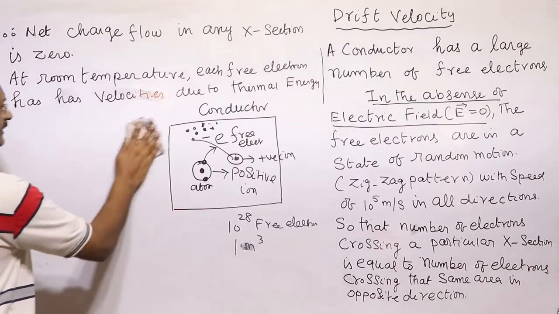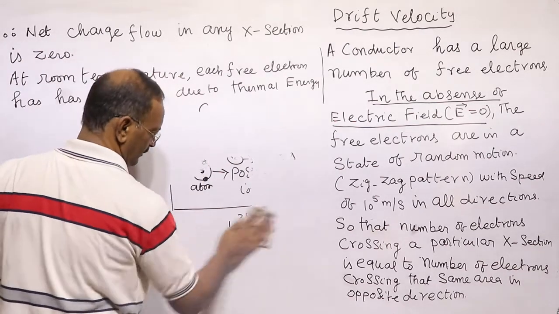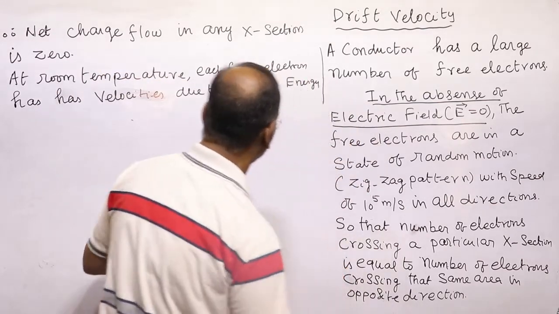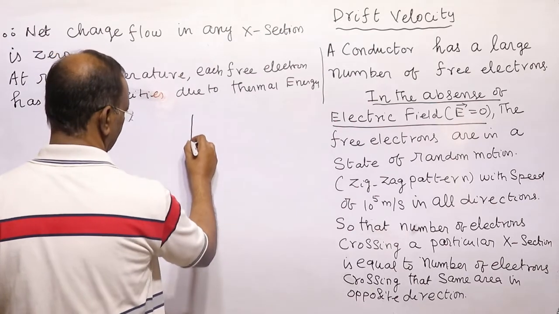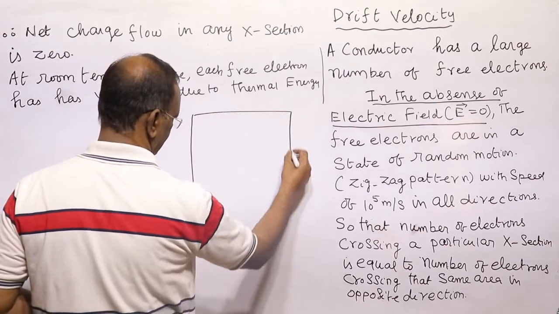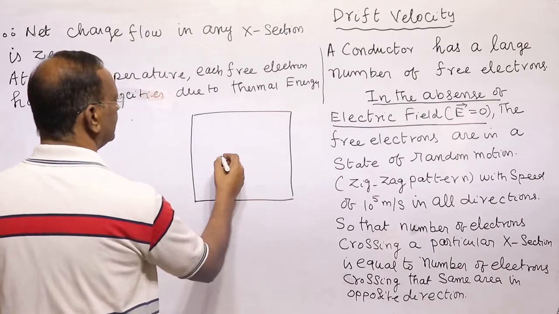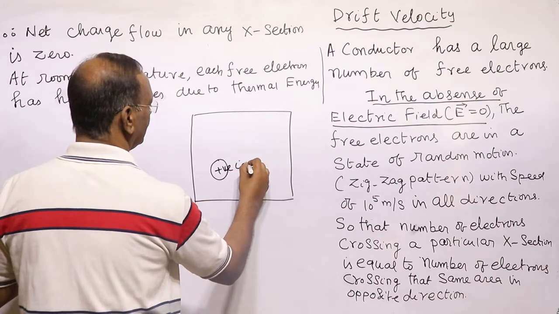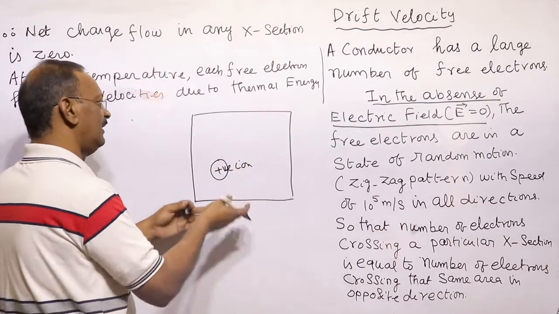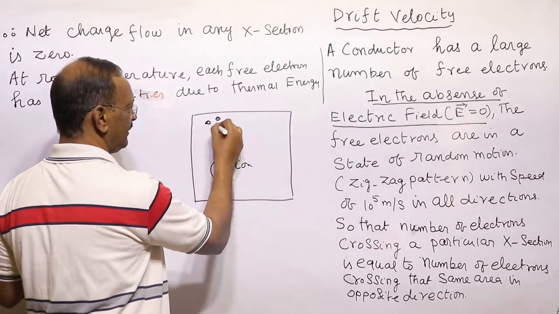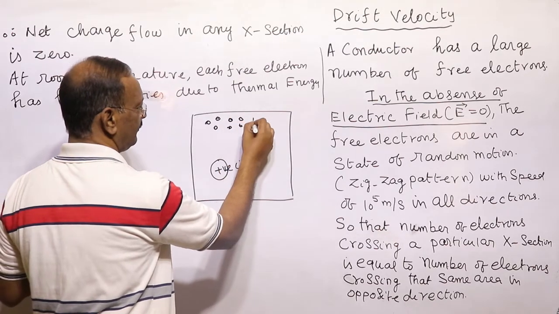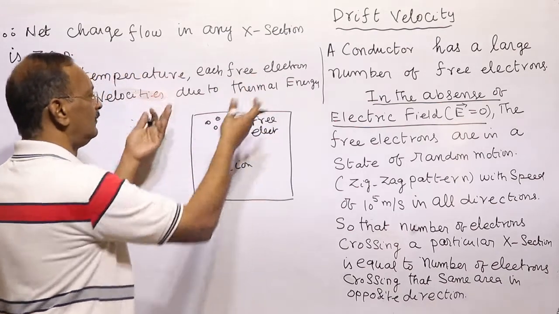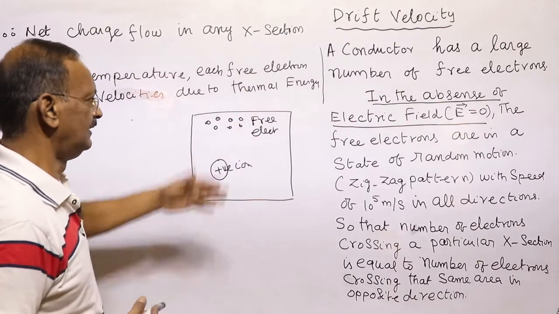Now, what will happen to these free electrons? These are the free electrons now available. Now let us write one positive ion. There will be so many positive ions, out of which the free electrons come out. They are free electrons, and they cannot go out of the conductor.